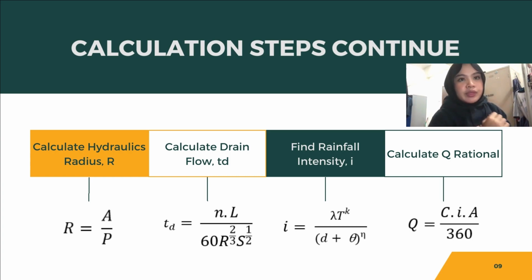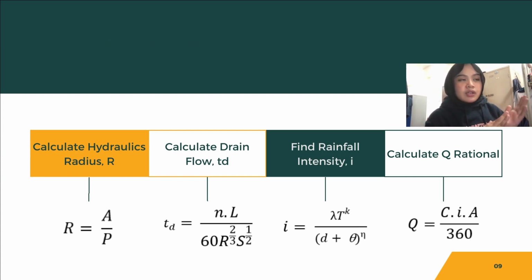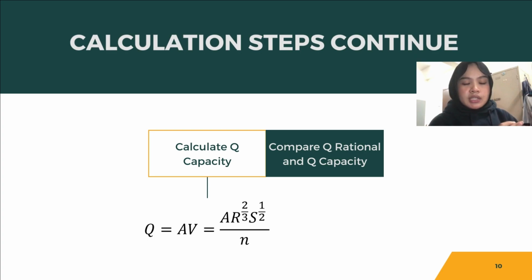Next, we proceed with the calculation of Q rational. Q is the peak flow, C is the runoff coefficient, I is the average rainfall intensity, and A is the drainage area. Then we calculate the Q capacity, where A is the area of the drain, R is the area per perimeter, S is the slope, and N is the roughness. The last step is we compare the Q rational and the Q capacity.